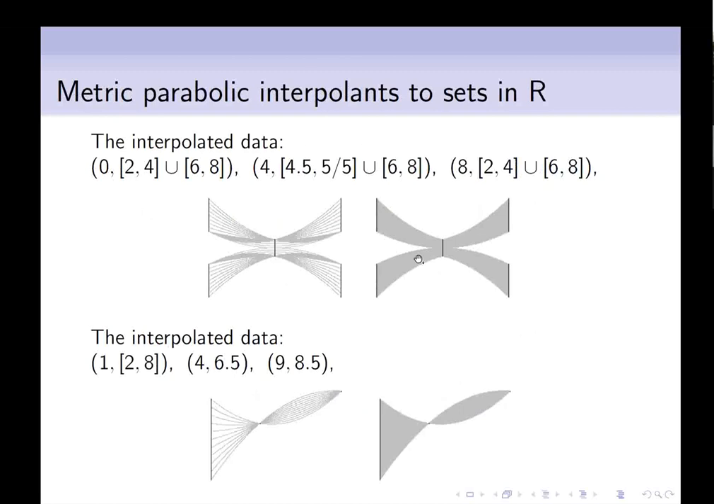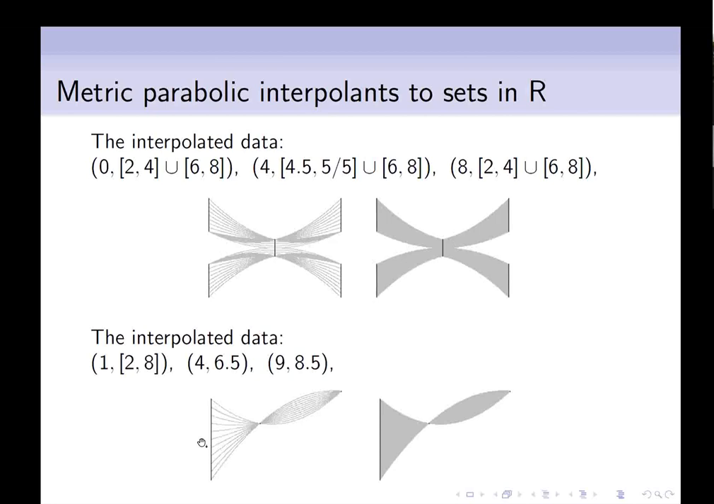In this example, we interpolate 3 compact sets in R, which are not convex. Now the set in the middle is convex, but these 2 sets are non-convex. Using the definition we saw before, these graphs are parabolic interpolants of some metric chains. So here we just increase the number of parabolic interpolants. This is our butterfly, as we call it.